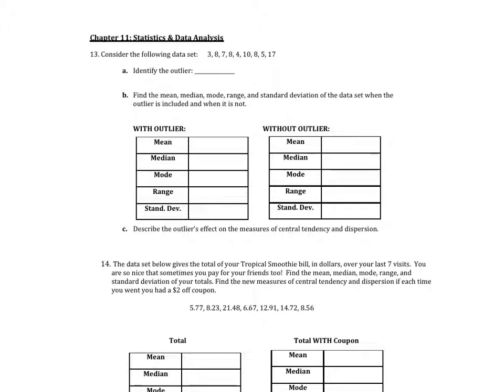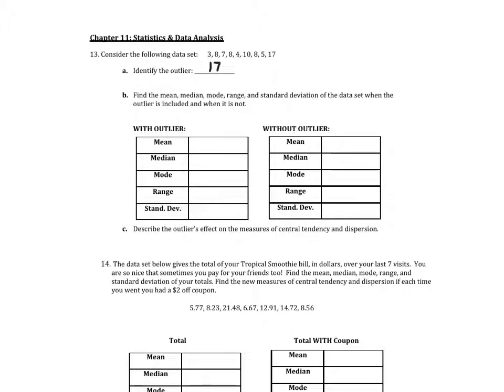All right, now we're going to look at Chapter 11, Statistics and Data Analysis. So we have our data, and the first thing we have to do is identify our outlier. Remember, that's either a number that's very large or very small compared to the rest of our data. So looking at this data set, the outlier is going to be 17 because it is much larger than our next biggest number, which is 10.